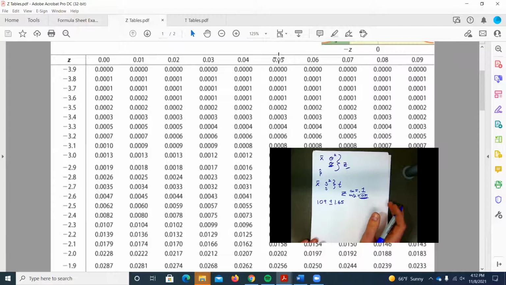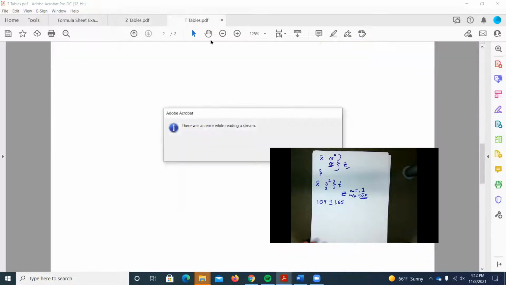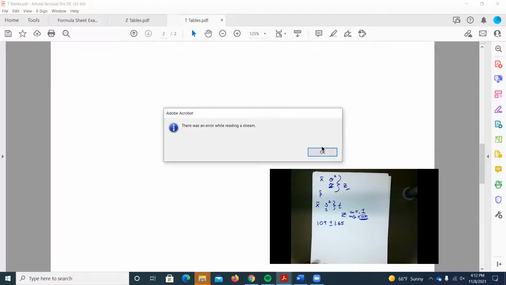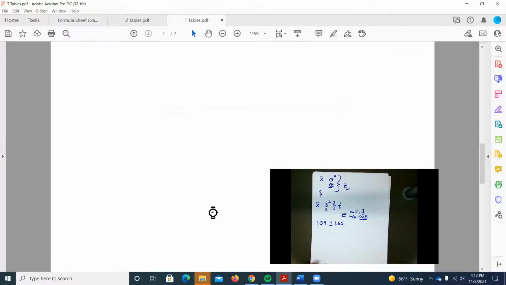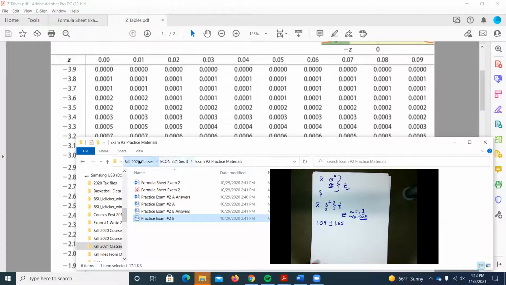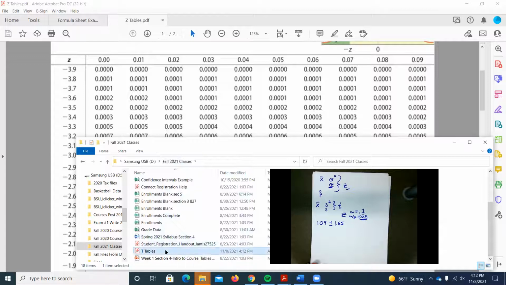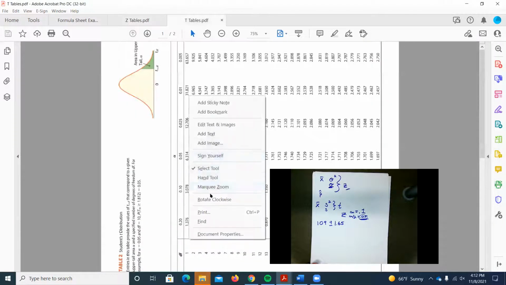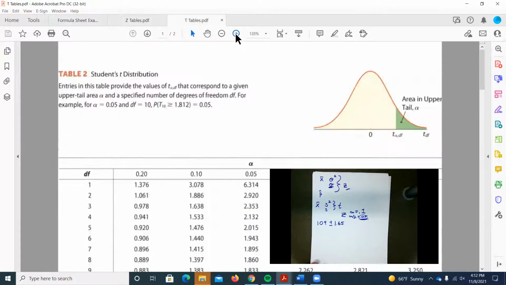Now, what's another way I could have been even more precise here? A shortcut, and this really becomes a shortcut when we're looking up critical values. I guess I got to reopen this. Let me go here. I think I've got the student T table sitting out here. There we go. So I could have used the student T table.